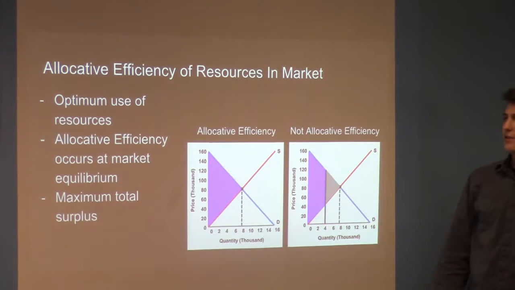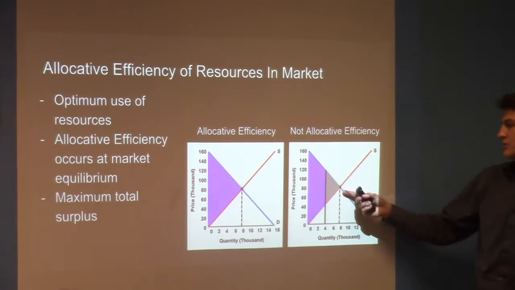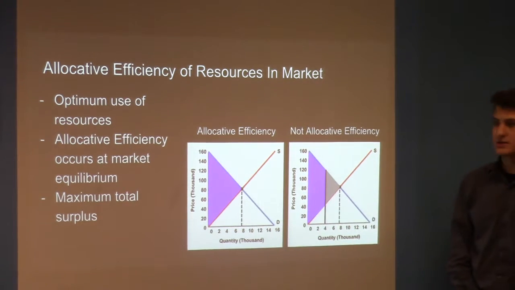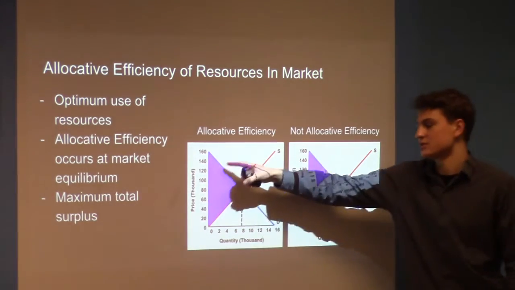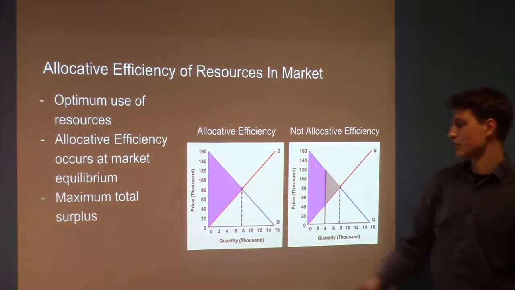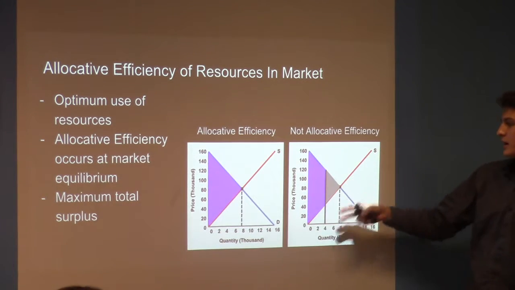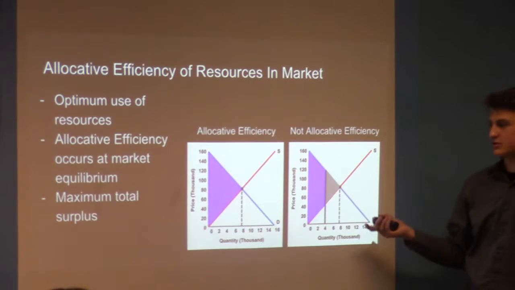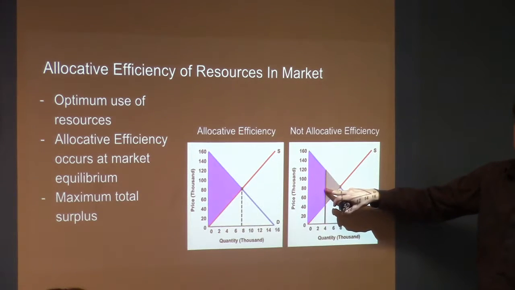And then talking about allocative efficiency in a market, allocative efficiency is when all resources are used in an optimum fashion. Allocative efficiency usually occurs at the market equilibrium, and maximum total surplus is achieved through this. So look here, it's allocatively efficient because consumer surplus and producer surplus take up the whole region because they're using equilibrium. But here, let's say a producer decides we only want to sell 4,000 Range Rovers. They're limiting their consumer and producer surplus by taking away this region, which is at equilibrium, to the quantity that they decide to sell at.